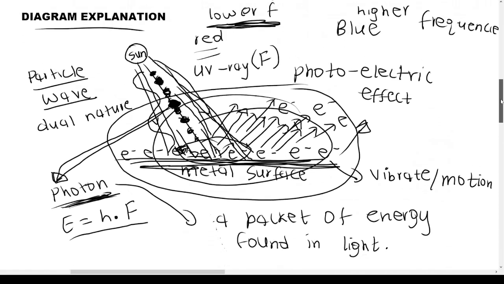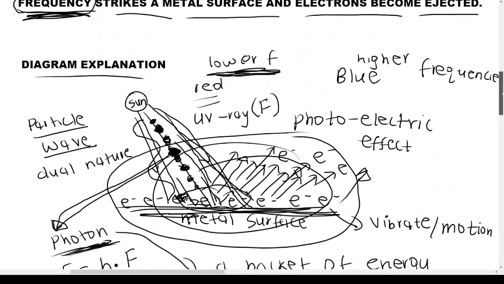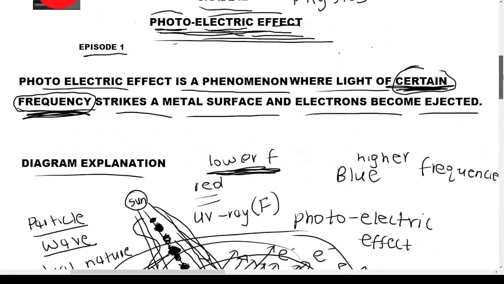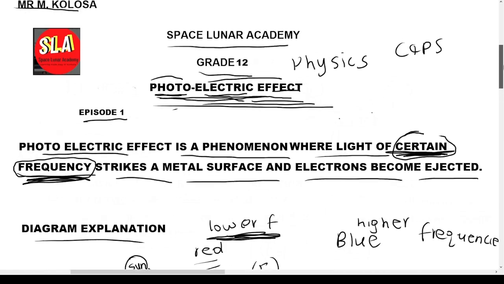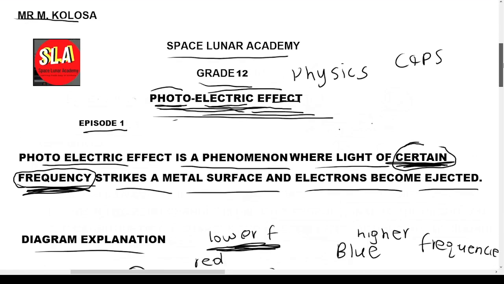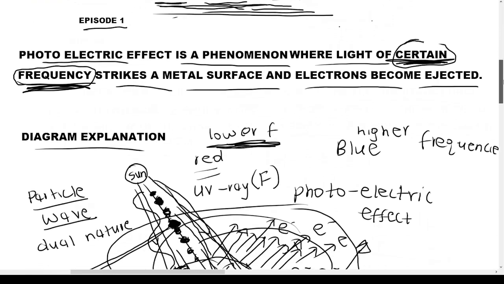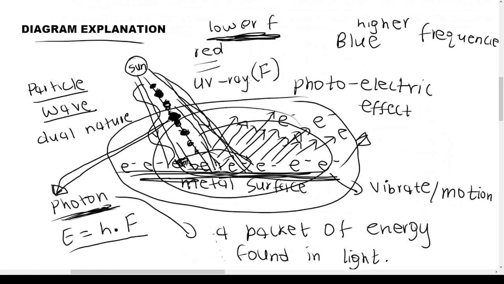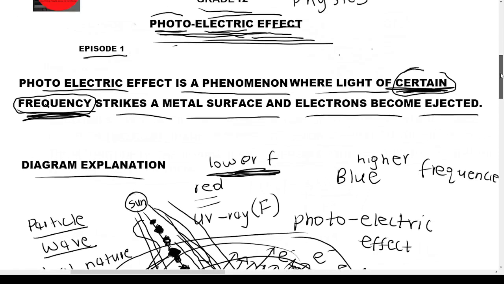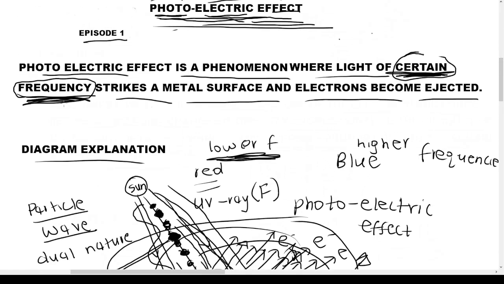Just to avoid losing the information, it's best that we cut this episode. I believe it's enough. You understand what the photoelectric effect is, the process whereby light strikes a metal surface and then electrons become ejected. But the light must be of a certain frequency. It means not every frequency will remove an electron from a metal surface.